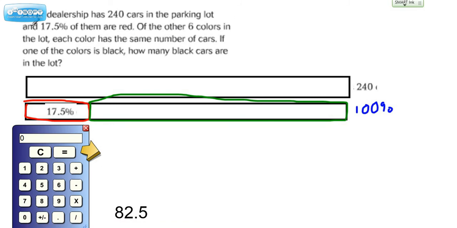A car dealership has 240 cars in the parking lot and 17.5% of them are red. Of the other 6 colors in the lot, each color has the same number of cars. If one of the colors is black, how many black cars are in the lot?